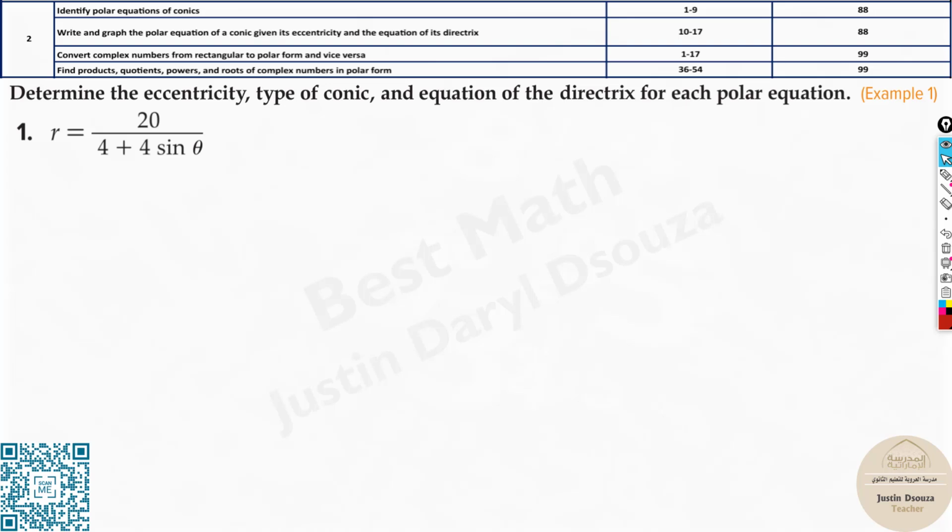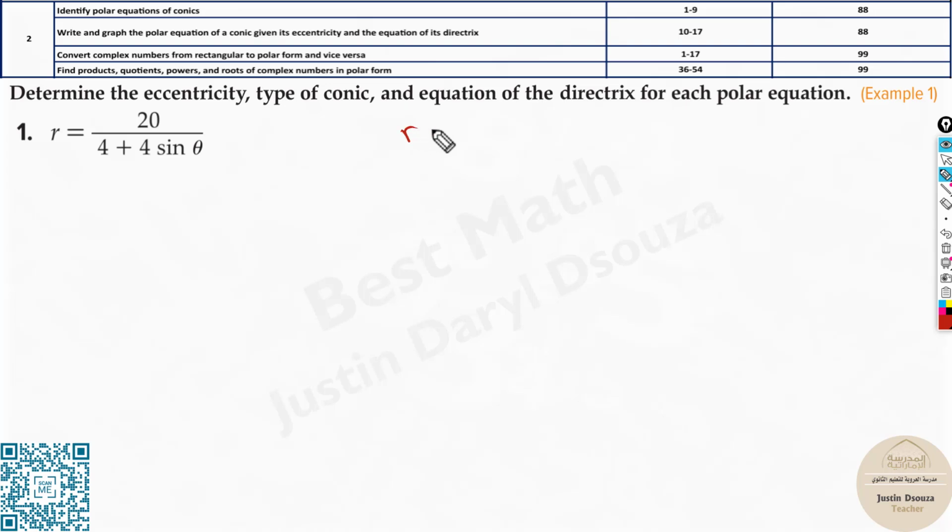If there are different types within a topic, I'm going to solve all those different types. Now, the first one is a very simple one: to determine eccentricity, type of conic, and the equation of directrix. Before I begin to solve the problem, let me write some important formulas.